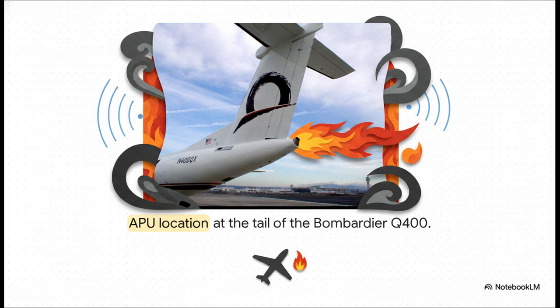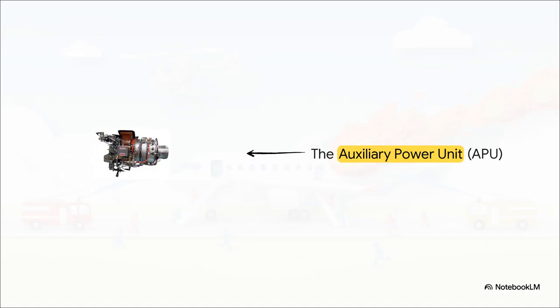A fire here is at the extreme rear of the aircraft, completely out of sight from the cockpit where you're sitting. That means we are entirely reliant on our instrumentation to tell us what's happening behind us. And here is the unit itself.